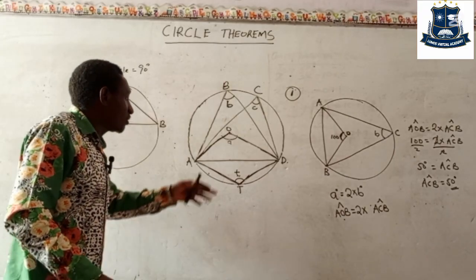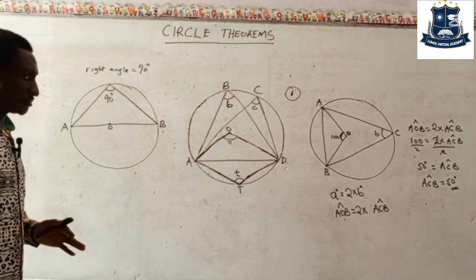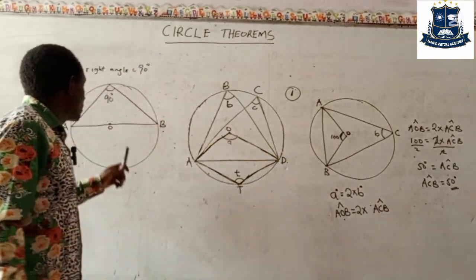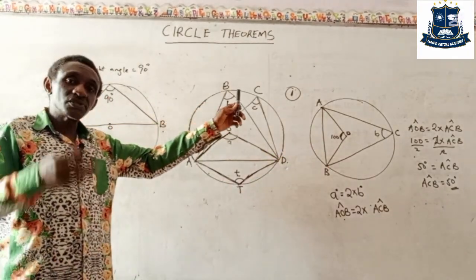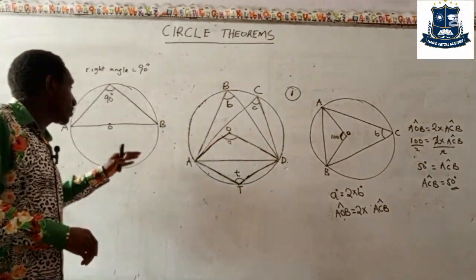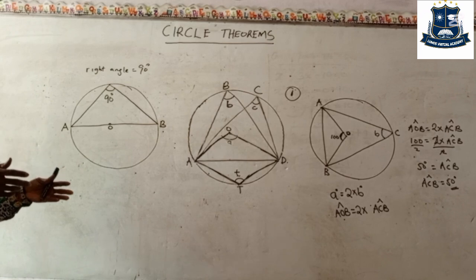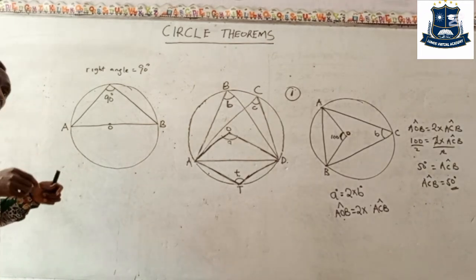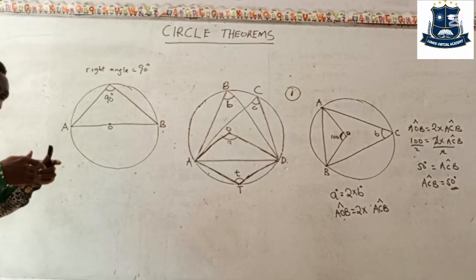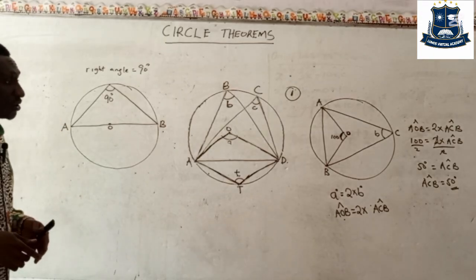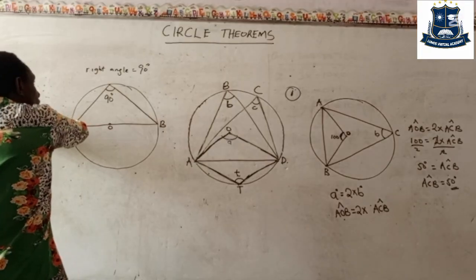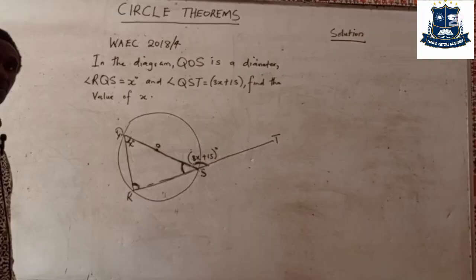Okay, so now we have looked at these three theorems. First, the angle at the center is twice that of the circumference. The second one is that opposite angles in a cyclic quadrilateral are supplementary. And then we have also seen that the angle formed in a semicircle is a right angle, meaning the angle formed by a diameter at the circumference is 90 degrees. All right, with these three theorems, let's look at some past questions that touch these theorems.